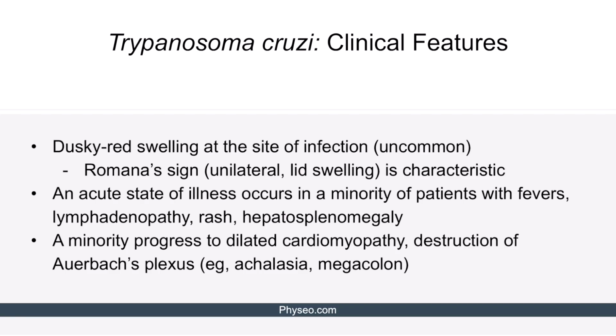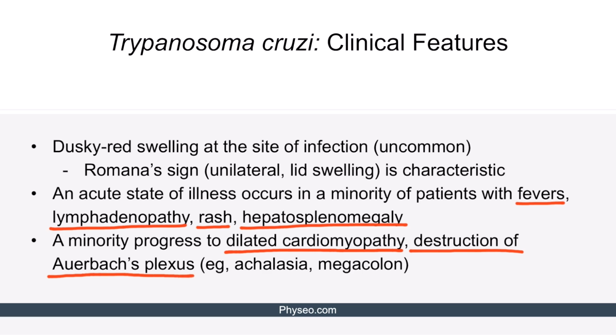Now, an acute state of illness can occur in a minority of patients, and in those patients, they'll have fevers, lymphadenopathy, rash, and hepatosplenomegaly. And in a minority of patients, a latent infection with Trypanosoma can occur and cause a delayed complication, and what you're worried about there is dilated cardiomyopathy and/or destruction of the Auerbach's plexus of the GI tract. And that's really bad because it can lead to achalasia or megacolon.